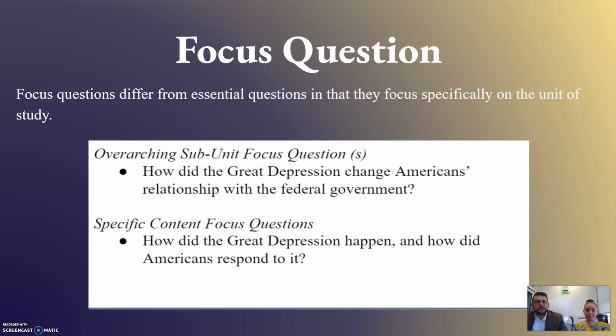Then you have the one underneath there, which is how did the Great Depression happen and how did Americans respond to it? This breaks that down. These are things you could probably Google. Somebody can look up how the Great Depression happened on their phone, but they're not necessarily applying it or pulling it apart or extending out. So this is how you can see how these things build up towards that essential question.